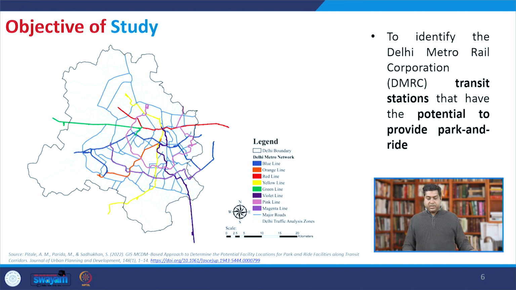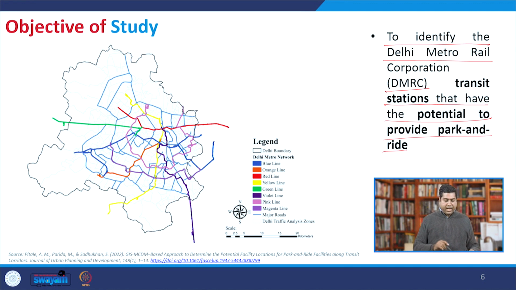Coming to the objective of the study, it is to identify the Delhi Metro Rail Corporation, DMRC, transit stations that have the potential to provide park and ride. So where to be located? It also depends on certain demand and the location. Because the DMRC, or the Delhi Metro, is one of the most successful metro operations in the country, India, we thought of doing this investigation based on Delhi.